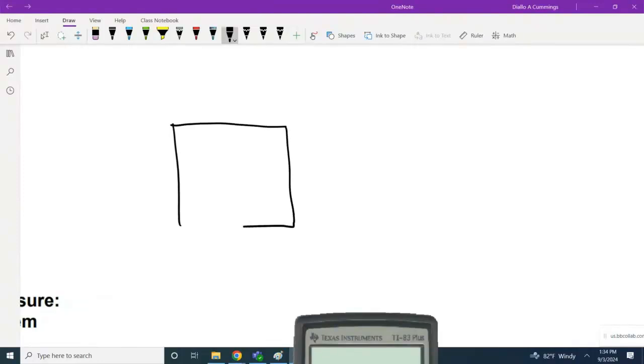So just to review area, and this is going to be of a rectangle. Whenever you're finding the area, you are finding the amount of surface an object has. The perimeter is going to be the distance around.